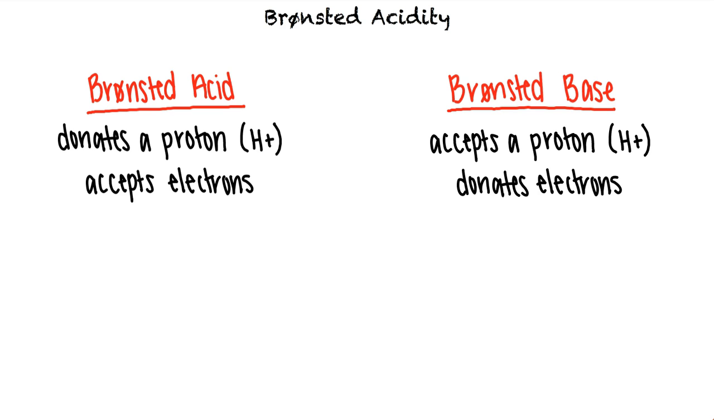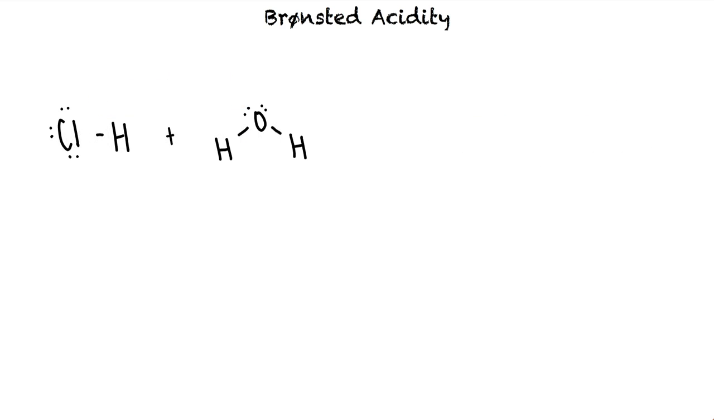Let's see what this would look like for an acid in water. Here we have hydrochloric acid and water, which acts as a base in this reaction. The oxygen from water will donate electrons and form a bond with the hydrogen from hydrochloric acid. The remaining pair of electrons will be pushed onto chlorine, and we will be left with a chloride anion and a hydronium cation.